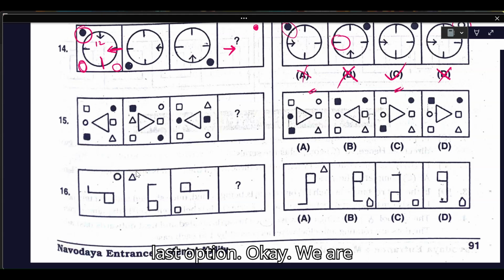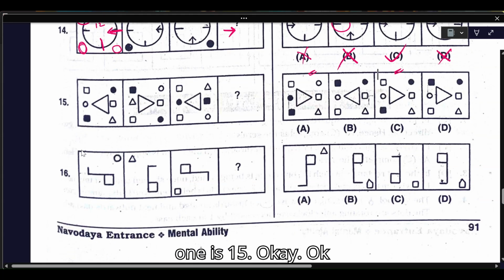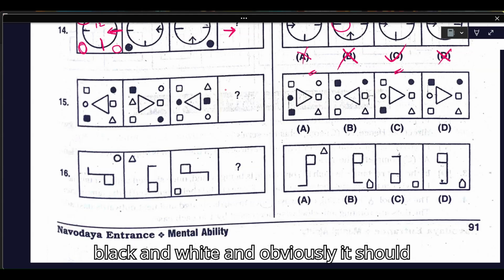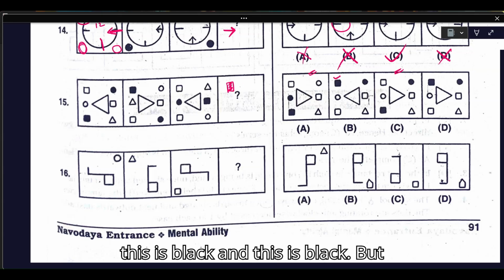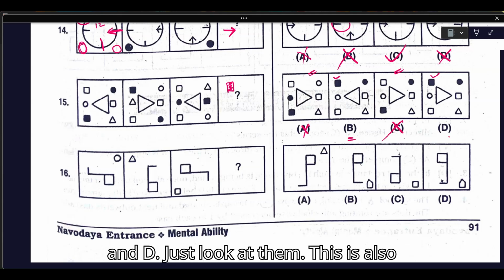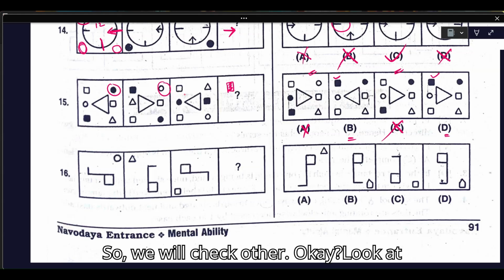Okay, we are left with some more figures, and the next one is 15. Here this white became black, and white, and obviously it should be black, right? So this is black and this is black, but these are not black, so we will be eliminating C and A. Now we have only B and D. Just look at them. This is also black and white, and where has the circle gone? So we will check other things.